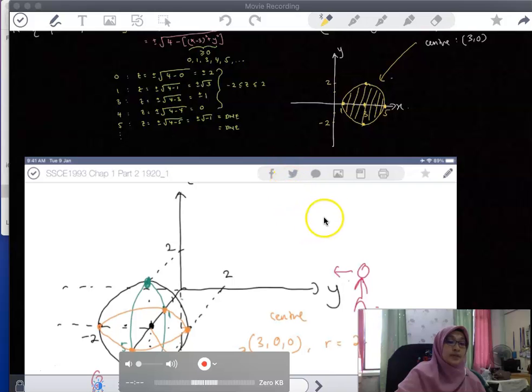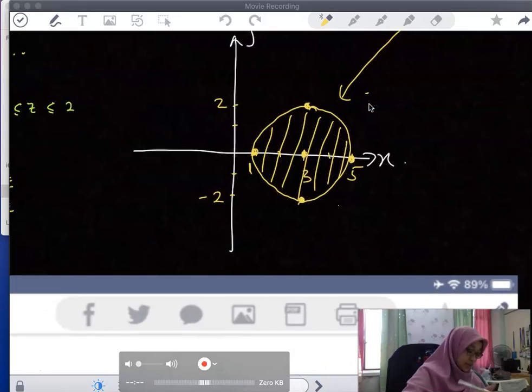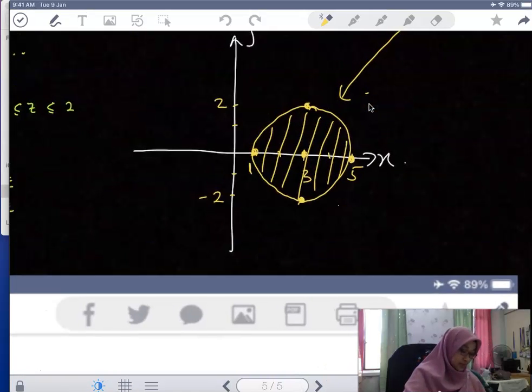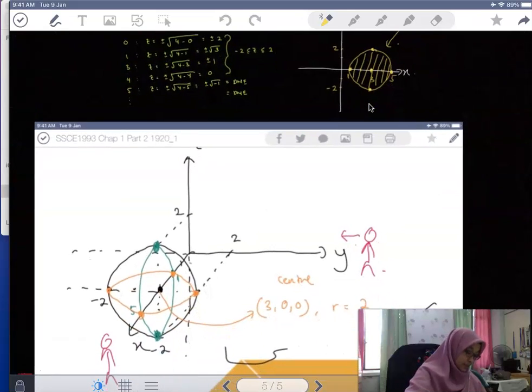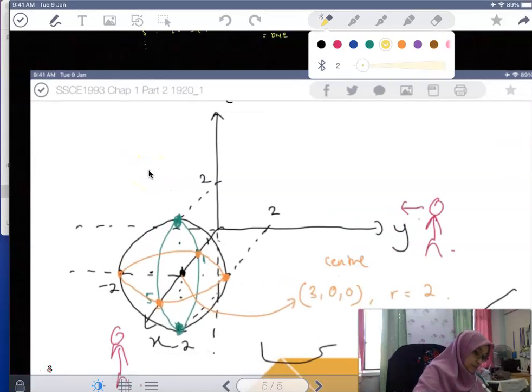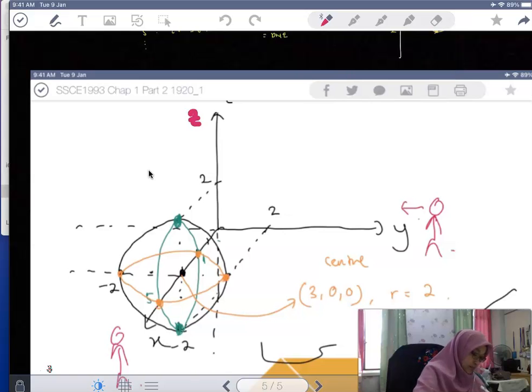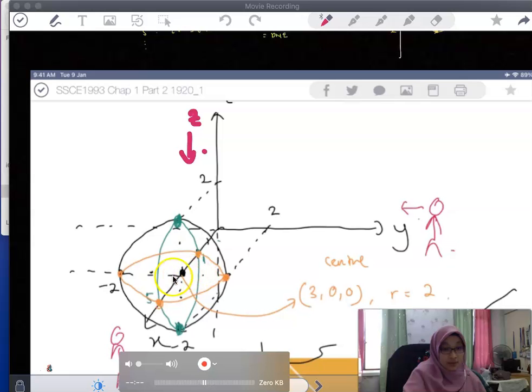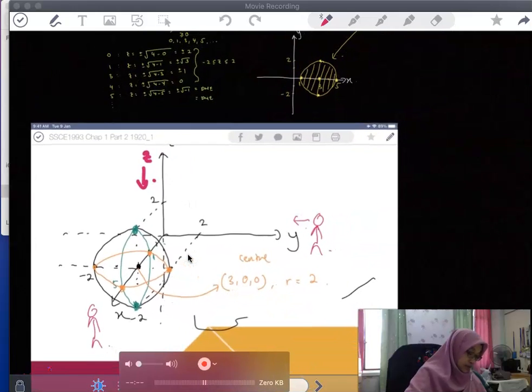Okay, so now this is your domain. You can see that your center is at 3, 0 on the xy-plane. Now you find out where your domain is. So what is domain? Domain is the region that you can see when you're standing on the z-axis and looking downward. Which one will be your region or domain? It should be the circle in the orange color here, right? Where you can see that.